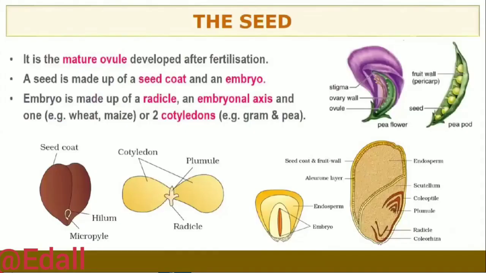5.7 The seed. The ovules after fertilization develop into seeds. A seed is made up of a seed coat and an embryo. The embryo is made up of a radicle, an embryonal axis and one, as in wheat, maize, or two cotyledons, as in gram and pea.